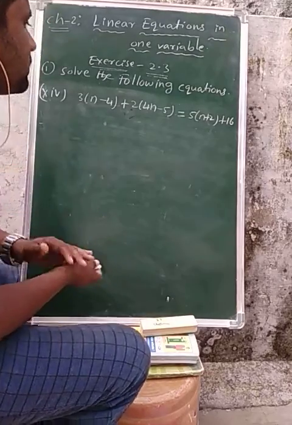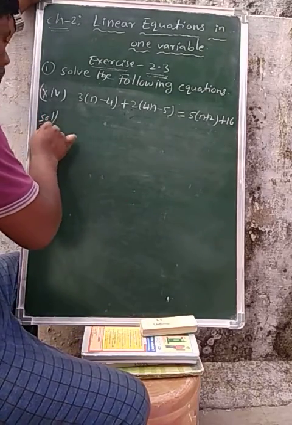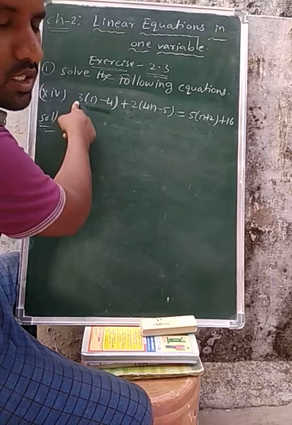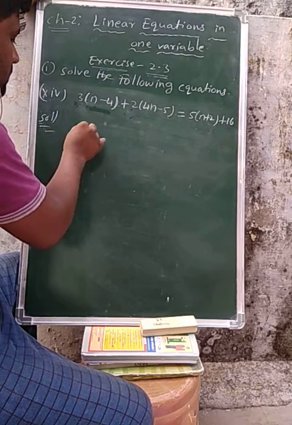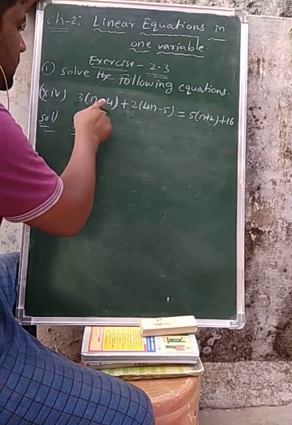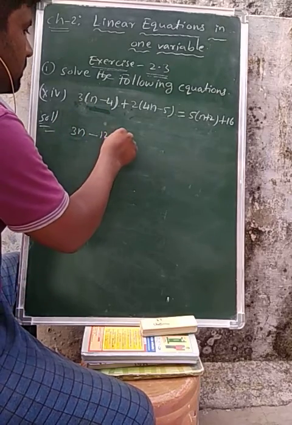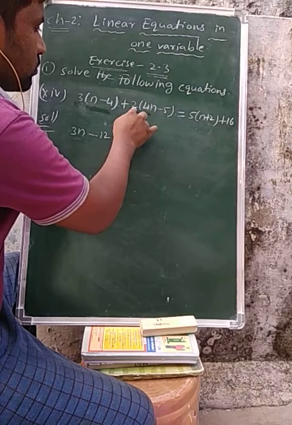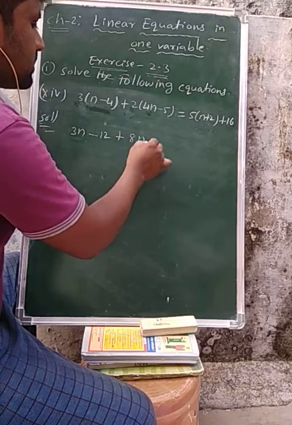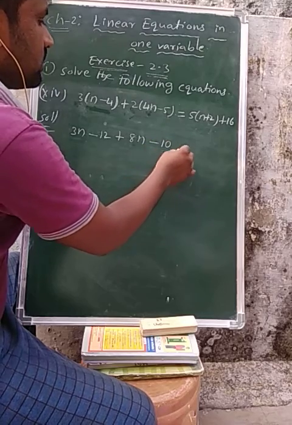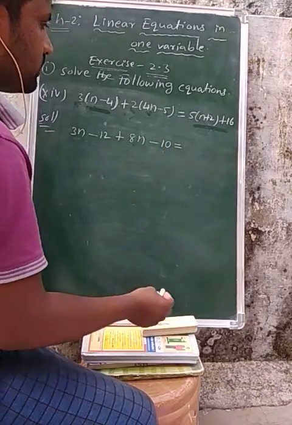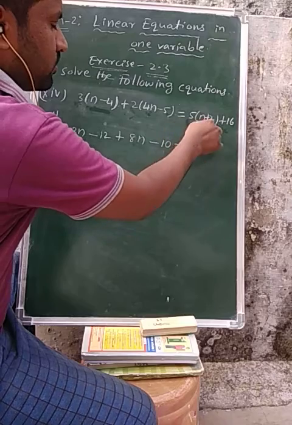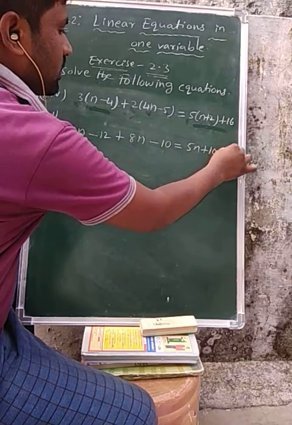Now I am solving this equation. As usual, we multiply the complete expression in the bracket with the number outside. 3 of n minus 4: that is 3n minus 3 into 4, that is 12, plus 2 of 4n minus 5: 2 4s are 8, so that is 8n, minus 2 5s are 10, is equal to the RHS side also, 5 of n, that is 5n, plus 5 of 2, 5 2s are 10, and plus 16 is already there.